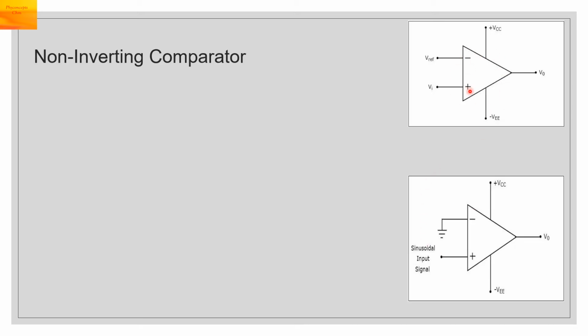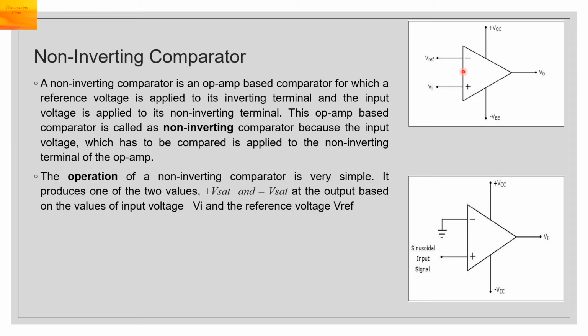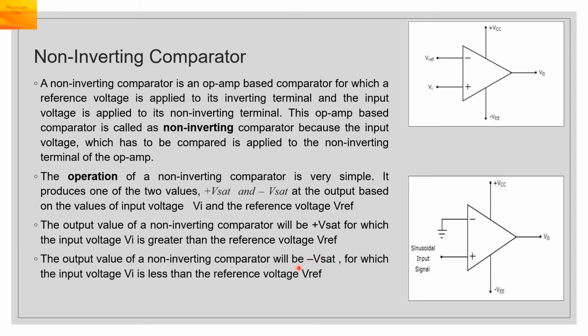Now this is a non-inverting comparator. Here we will apply the input voltage to the non-inverting terminal, and this reference voltage we apply to the inverting terminal. So the operation is quite similar to what we had seen for the inverting comparator. It produces one of the two values, plus Vsat and minus Vsat, depending upon the values of Vi and Vref. The output will be plus Vsat when Vi is greater than Vref, and it will be minus Vsat when Vi is less than Vref.